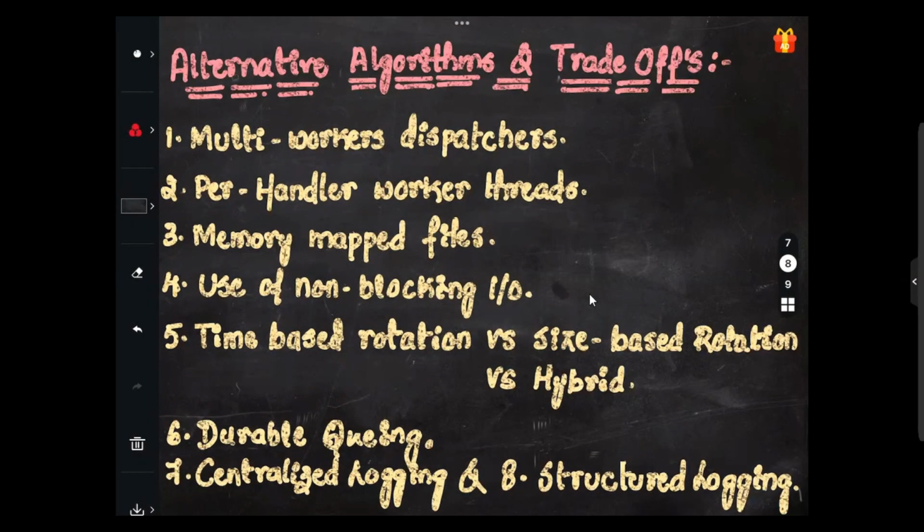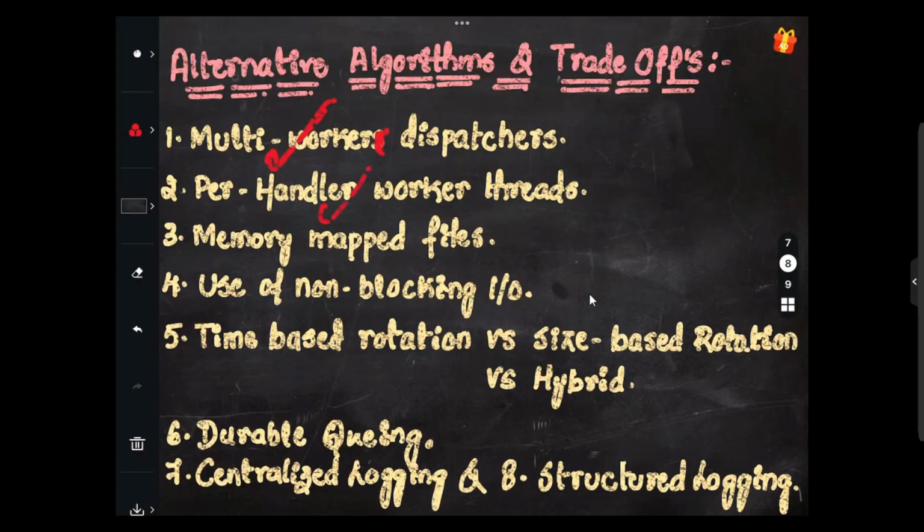Now let's move on with the alternative algorithms and trade-offs, nothing but the summary part. The first alternative is multi-worker dispatchers. It increases the throughput by using multiple worker threads. The trade-off is that file handlers must be synchronized or given a dedicated writer per file. We can think of this one as well.